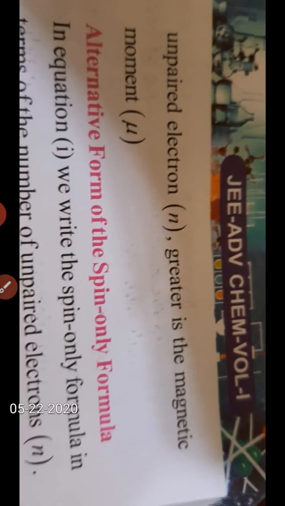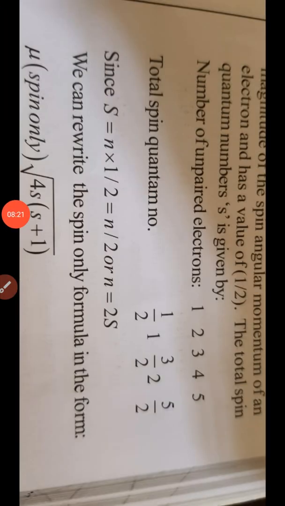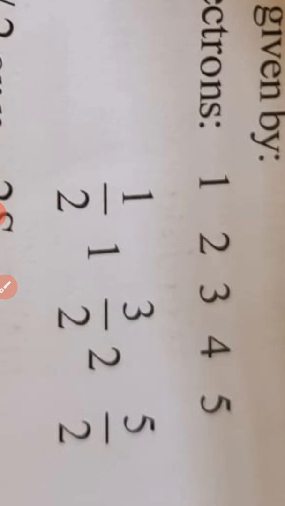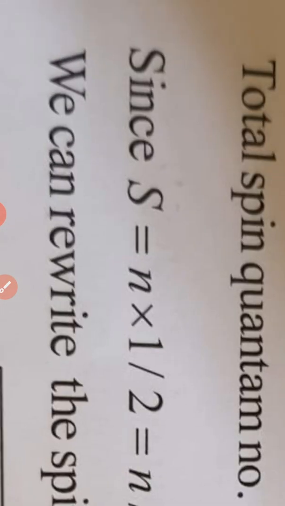Here is the photo. 1 unpaired electron, half is the spin quantum number. 2 unpaired electrons, 1 is the spin quantum number. 3 unpaired electrons, 3/2 is the spin quantum number. 4 unpaired electrons, so 2 is the spin quantum number. 5 unpaired electrons, so 5/2 is the spin quantum number.